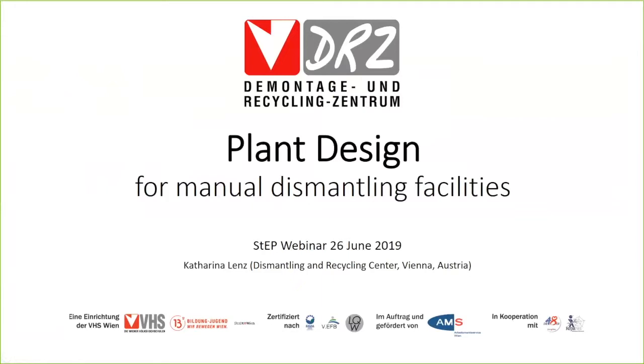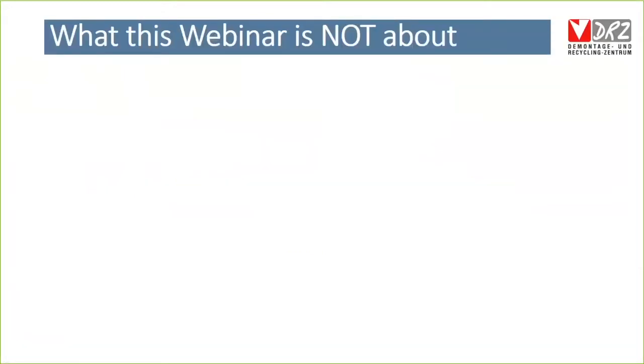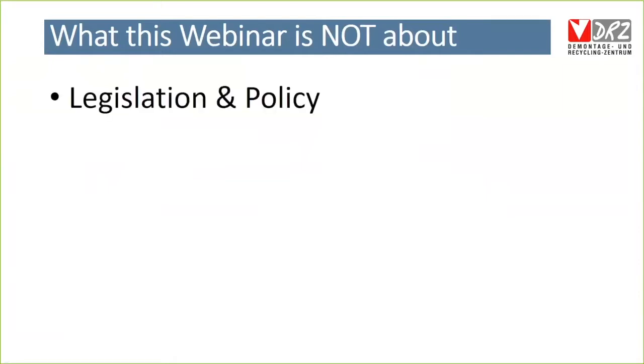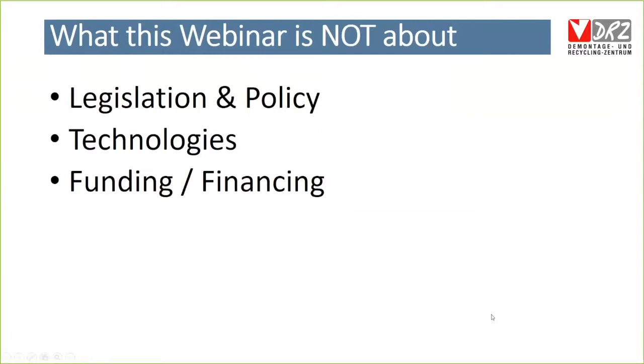We're going to talk about plant design for manual dismantling facilities. First I'm going to tell you what it is not about. It's not about legislation and policy, because you will have to sort that out before you start planning a facility. It's not about concrete technologies, buying this machine or that machine, because we're just talking about the space that you need to apply certain technologies. Funding and financing is also not what we're going to talk about, because in every country costs are very different.